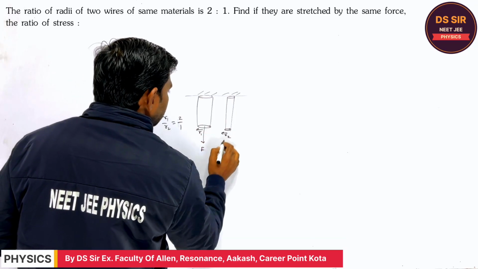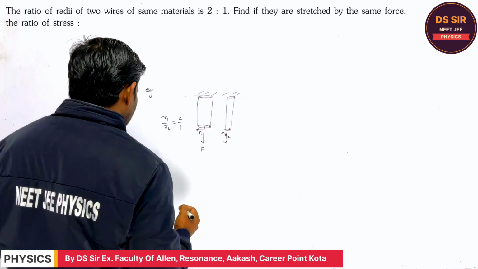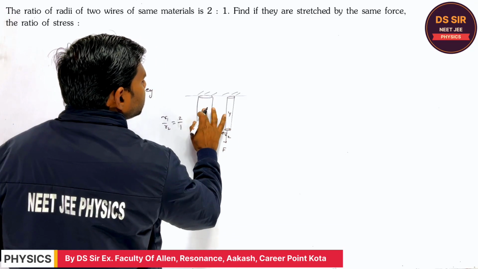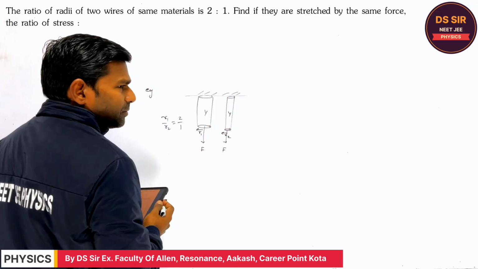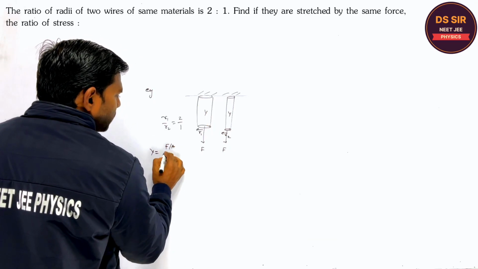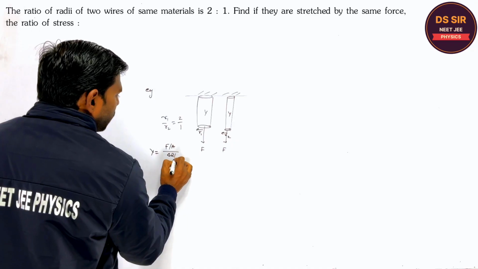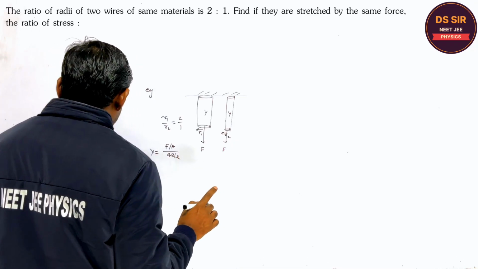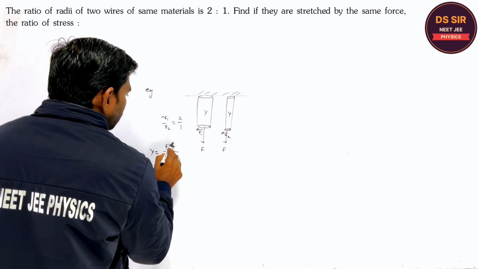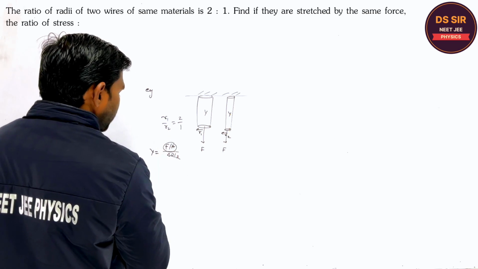If the force is the same, they will elongate. Are you getting it? The material is the same, which means their Young modulus is the same. So what is the definition of the Young modulus? Stress upon strain, delta L upon L. Is it clear what they are asking? They are asking the ratio of stress.